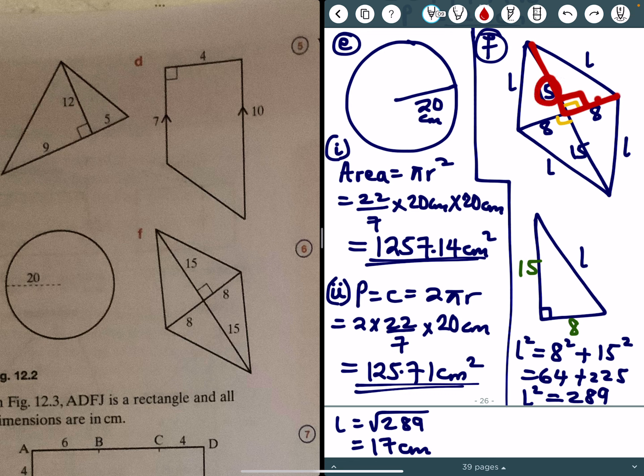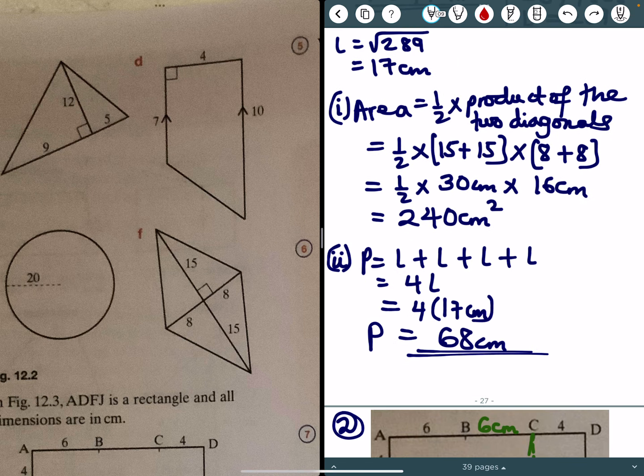Now, these two sides, 15 and 8, form a right angle triangle whose hypotenuse is a side of the what? Of the rhombus. This is the hypotenuse facing the right angle mark. So if you take out that right angle triangle, L squared, your hypotenuse will be 8 squared plus 15 squared. That gives you what? L squared is 64 plus 225. L squared is what? 289. So L is square root of 289, which is what? 17. That's the length of one side of the rhombus.